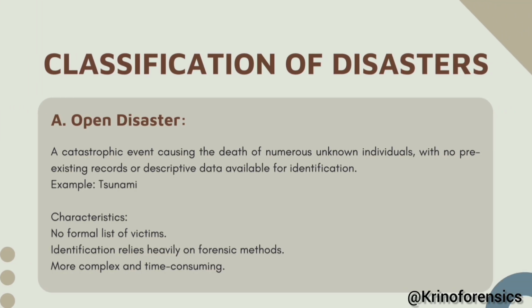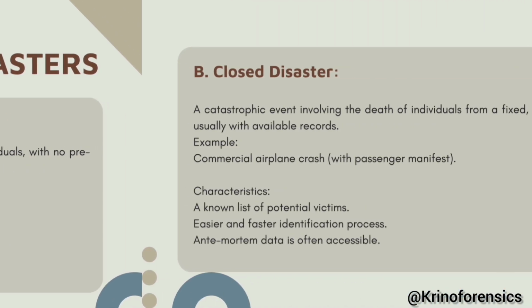Based on the origin, disasters are classified into two main categories: open disaster and closed disaster. Open disasters are disasters which take place in an open area. Example: tsunami, earthquakes, floods, etc. These are challenging due to the death of numerous unknown individuals with no pre existing records.